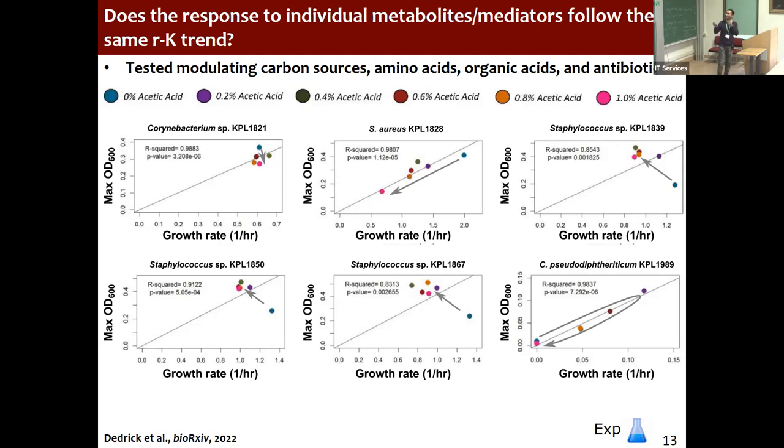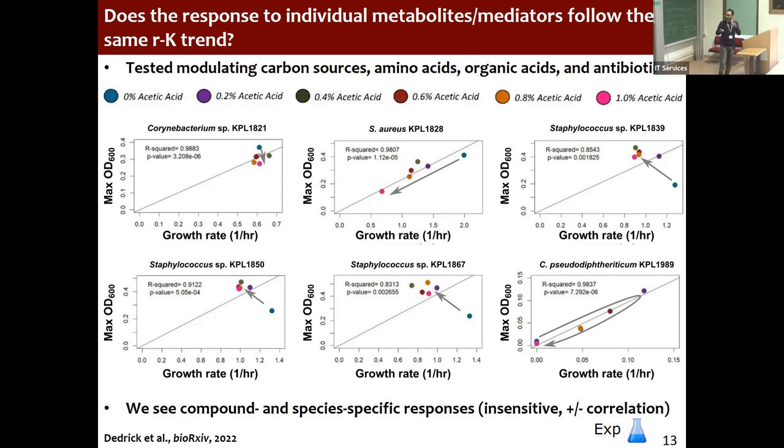And it doesn't. I'm showing just one example here for the sake of time, but you can see that you can get different trends, in some ways in this direction, sometimes in that direction, for this example of acetic acid. And the same pattern holds for other mediators that we tried individually. So here we are changing just one parameter at a time and looking at how that changes the properties, and that doesn't stay on that line anymore. And overall, we see compound-dependent and species-dependent responses. So things will sort of jump in random directions based on what compound we are using and how that particular species responds to that compound.